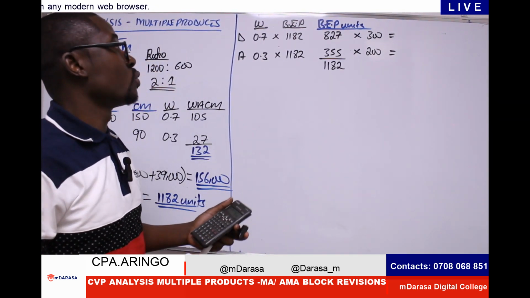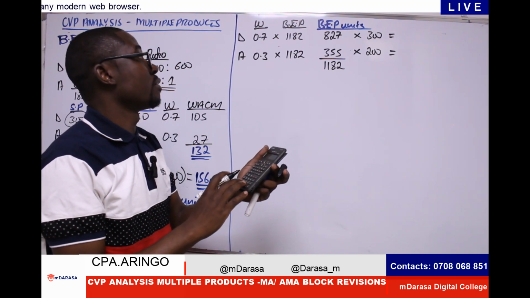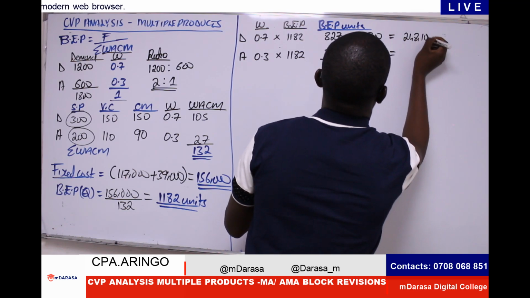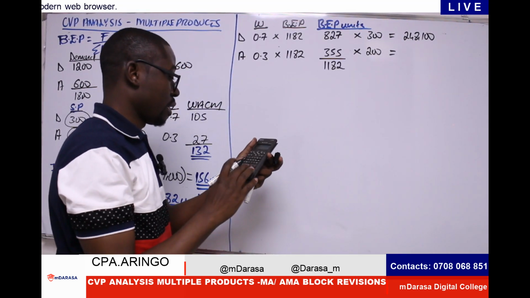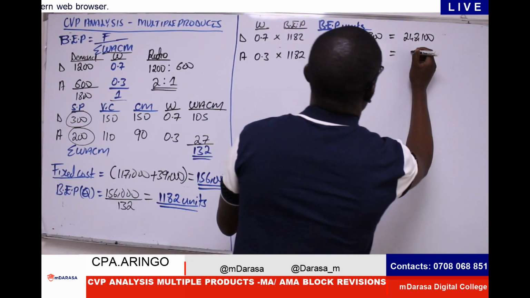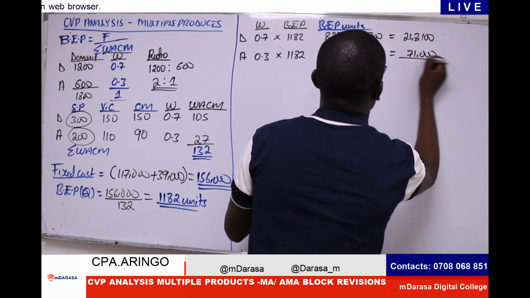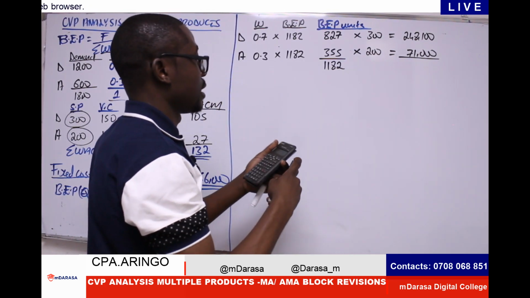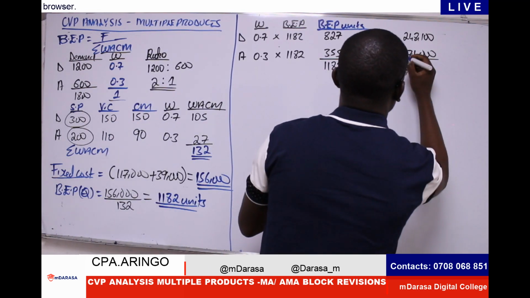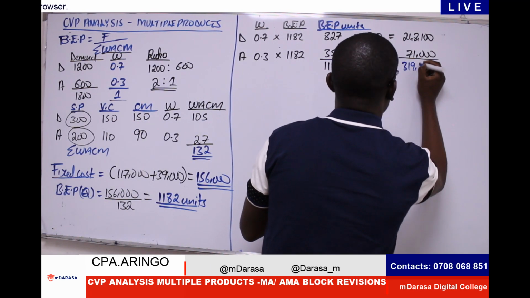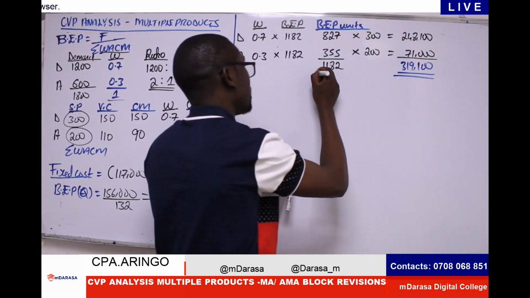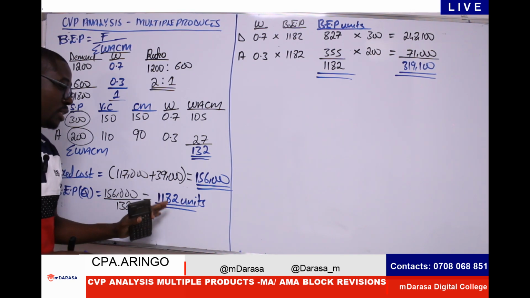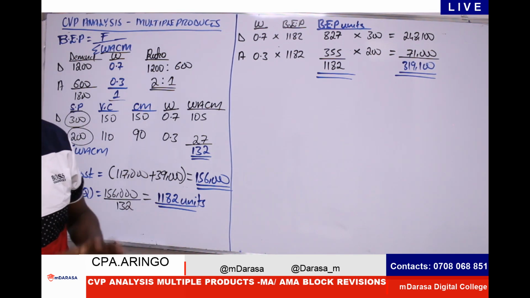So at the end of the day, my good students, what will we be having? We'll be having 827 by 300 to give us 248,100, and also 355 by 200, which will give us 71,000. So in total, we are getting 319,100. So that is one way that you can determine it in value. For units, you could have just determined it like that, okay? And that is one way.